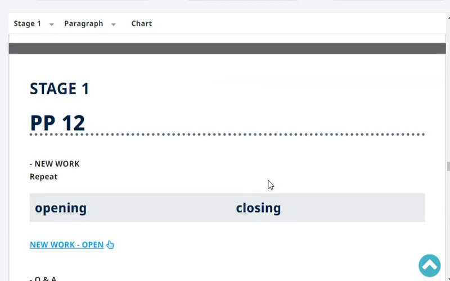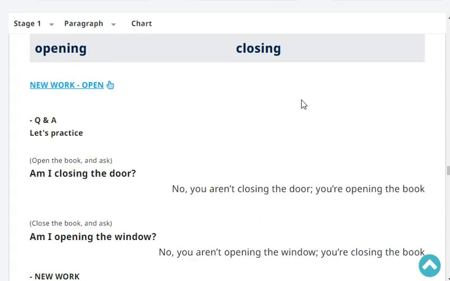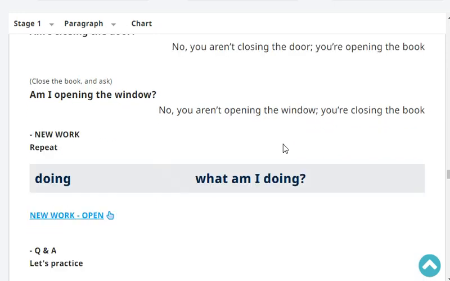That's page 12, opening, closing. Am I closing the door? No, you aren't closing the door. You are opening the book. Am I opening the window? No, you aren't opening the window. You are closing the book.